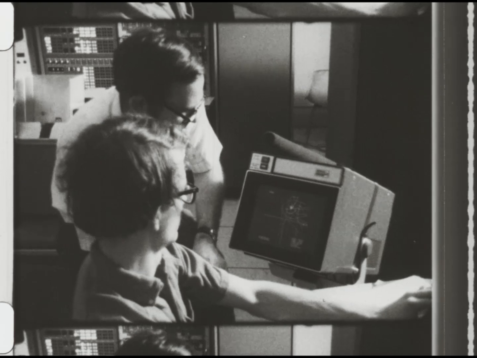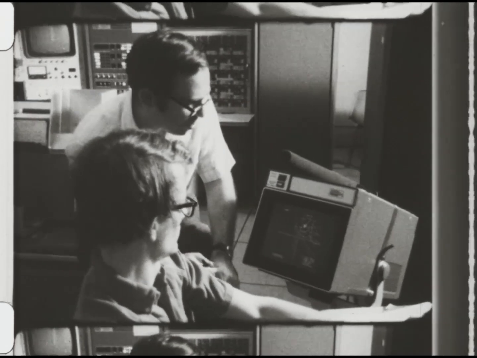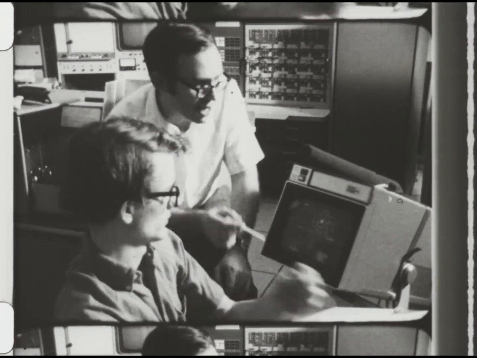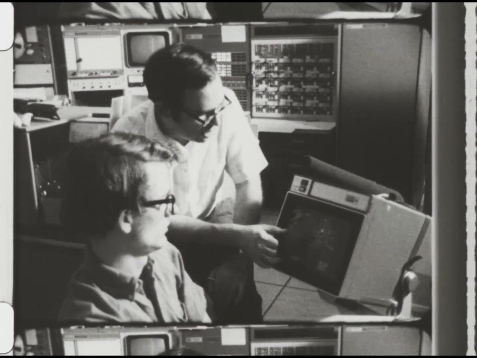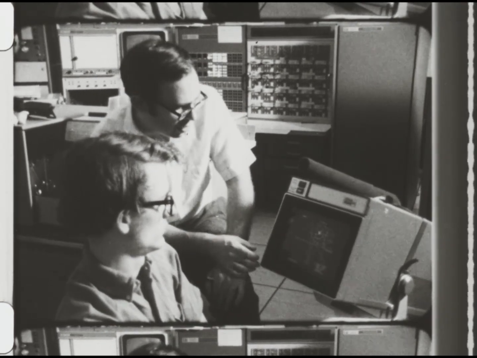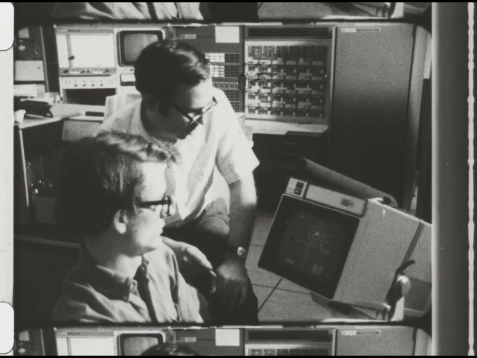And in addition, the computer gives the designer information both on the screen and on the typewriter as to whether or not the mechanism will move through these various design positions in the order that the designer specified.